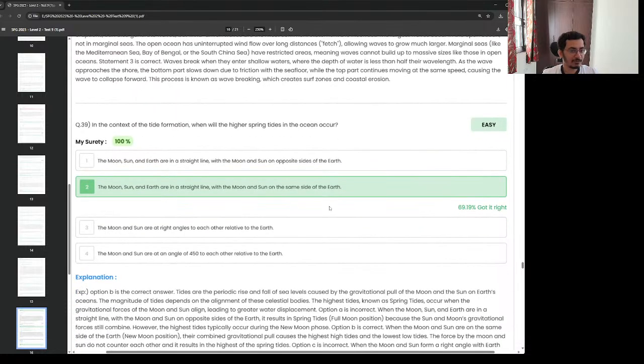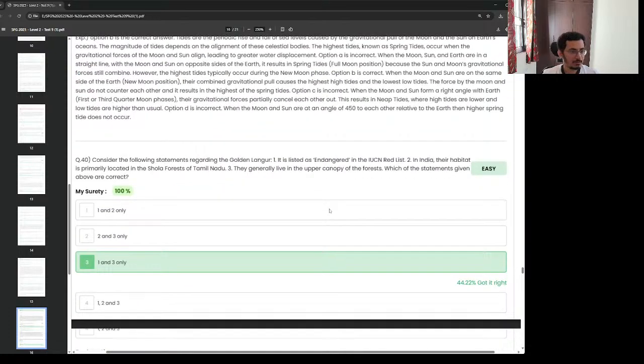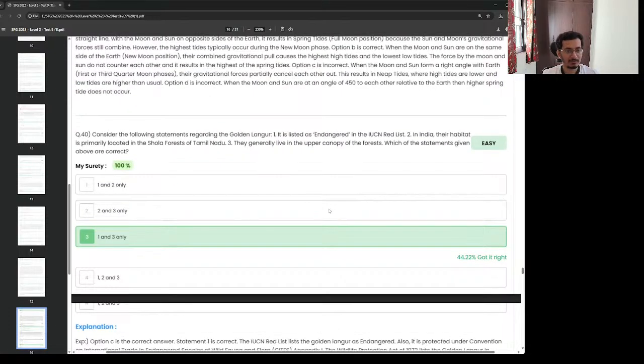In context of tide formation, the highest spring tides will occur obviously when the sun and moon are pulling in the same direction. There is nothing again to think about here. Golden Lagoon, we know it is found in the northeast. It is not found in the Shola forest of Tamil Nadu. Definitely not.